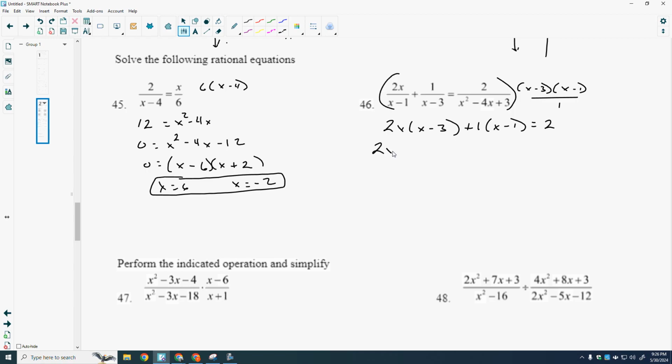I get 2x squared when I distribute that thing, minus 6x plus 1x minus 1 equals 2. I'm going to do that in one step. I have a lot of simplifying to do. Equals 2. All right. I'm going to keep the x squared on this side because it's already positive. Combine my like terms. Bring the 2 across. Set it equal to 0.